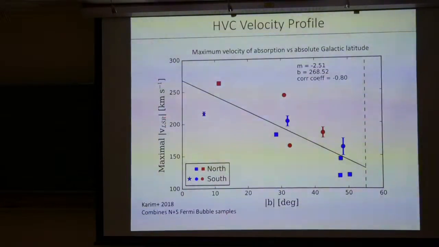And when you're at low latitude, we're up here around 250 kilometers per second for our maximal speeds observed. By the time you're up near the top of the bubble, or the bottom, I guess, if you're in the south, you're down to about 150 kilometers per second. So there's a total of 14 or 15 data points. We still don't have a huge sample, but these are the directions inside the bubble. But there's a statistically significant correlation here, and it could be telling us something about the deceleration of the outflow as it moves up into the halo. And the fact that we see this in both hemispheres, albeit with small number statistics, is encouraging.